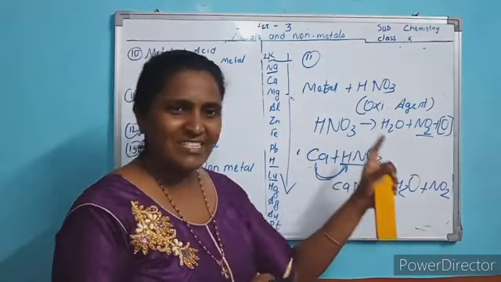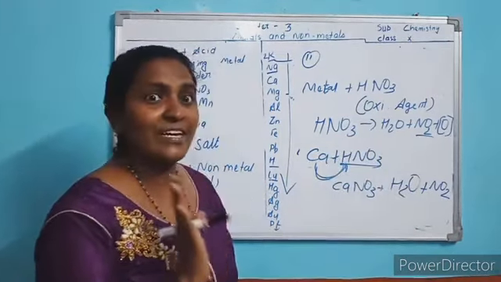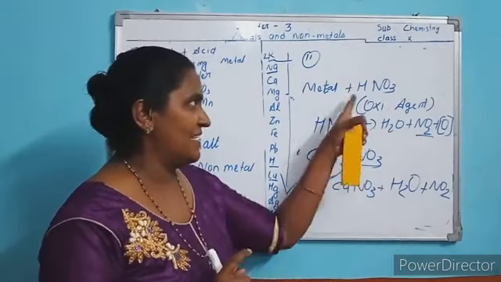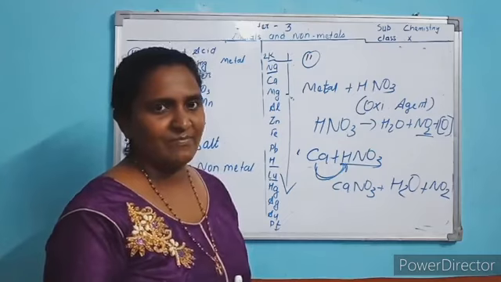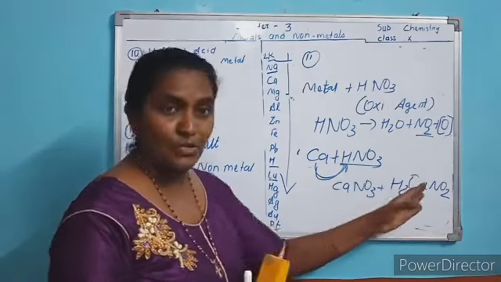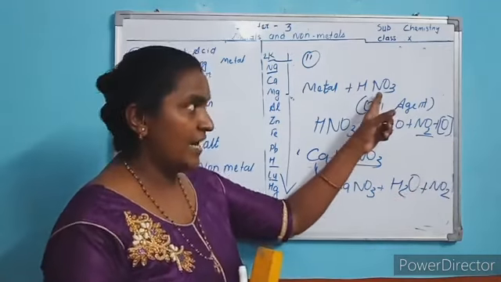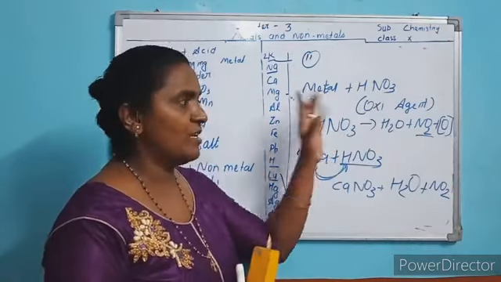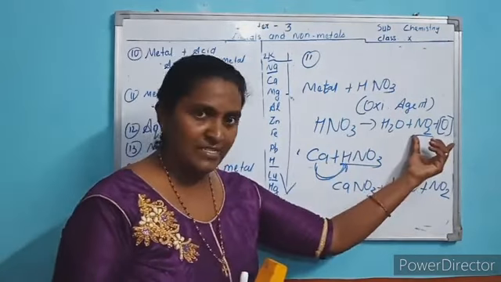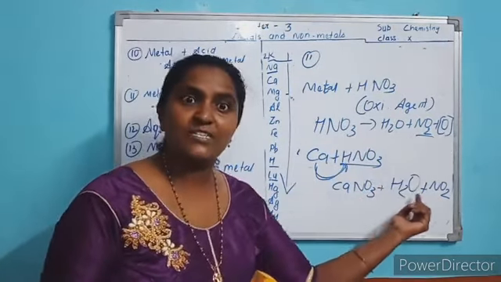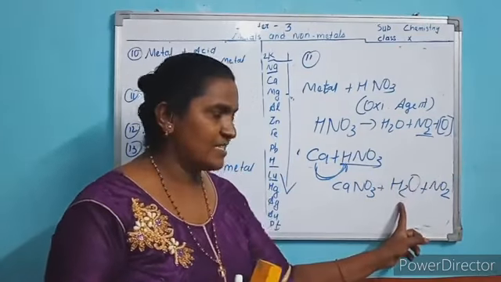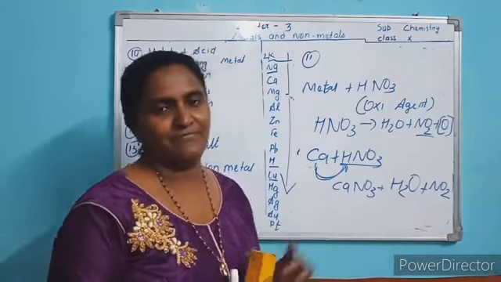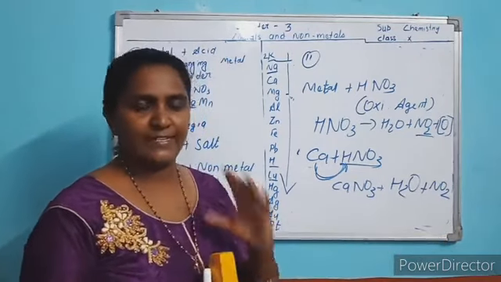So it is an oxidizing agent. You don't get hydrogen with this acid. Which acid? Nitric acid. Can you write: will you get hydrogen gas on adding nitric acid to metal? No, it is an oxidizing agent. So instead of hydrogen, you will get water, because nitric acid oxidizes hydrogen to water. So you don't get hydrogen.